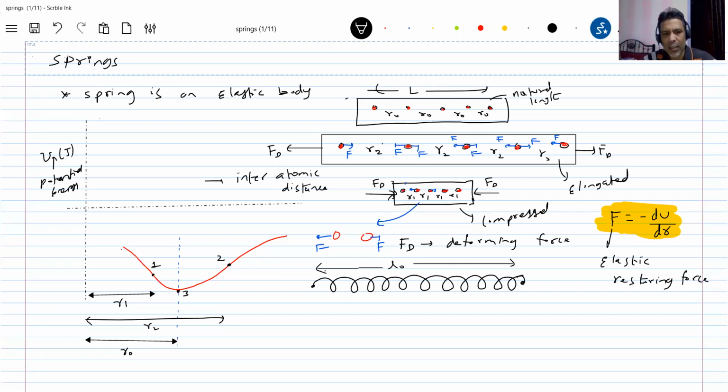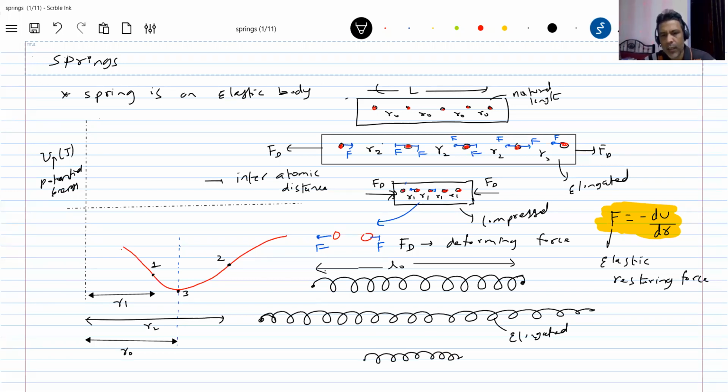Now I will increase the elongation. So what I did, I increased the elongation of the spring. No? So what you can say, the length of the spring is more. So here, what is the length of the spring? Say L1. And now you can say it is said to be elongated. And now here, this is said to be compressed.